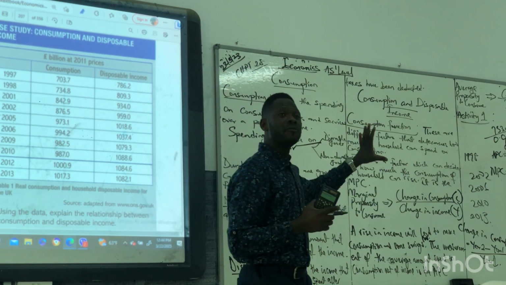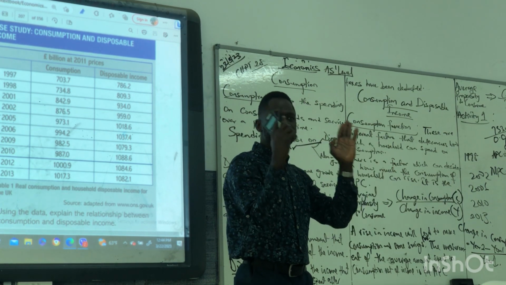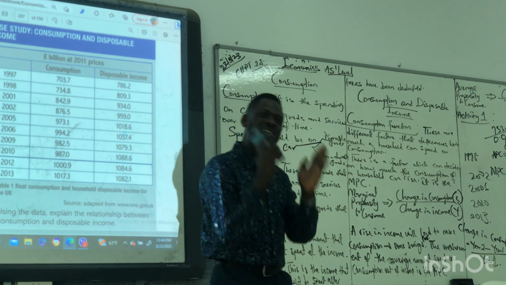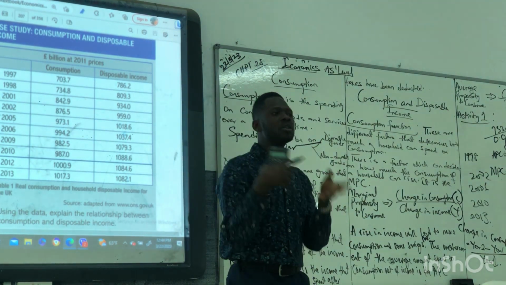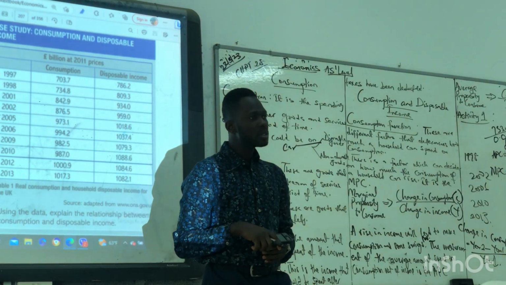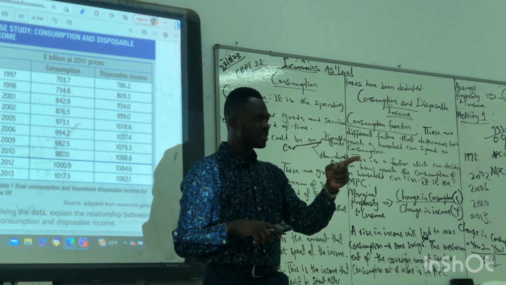That is for MPC. For APC, it is the consumption of year 1 divided by the income of year 1, and the consumption of year 2 divided by the income of year 2. Any question about it? No. Sure. You have a question. Is it clear?